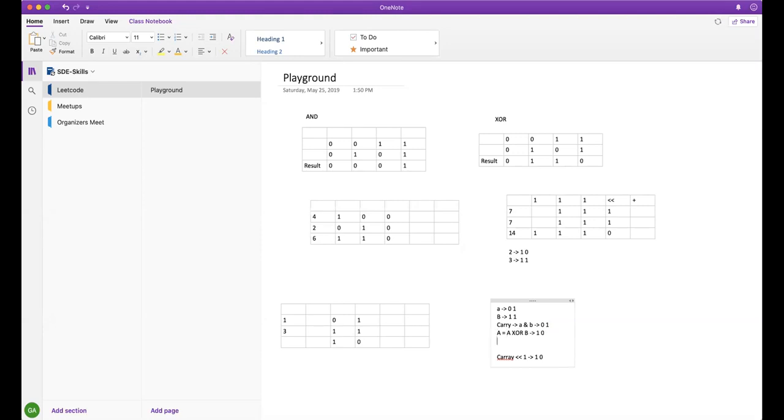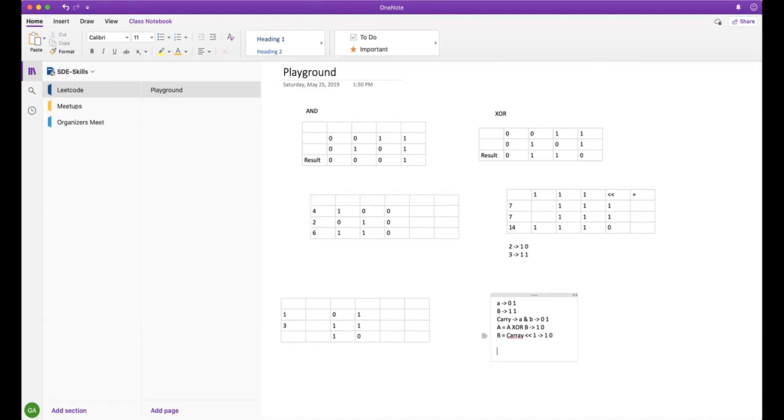and B will be the new carry left shifted by 1, which will be 0 1 0. Now repeat the same operation. What should be the carry, A AND B? It will be 0 1 0 again.